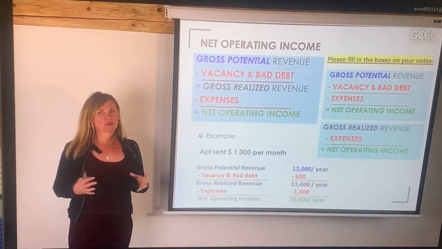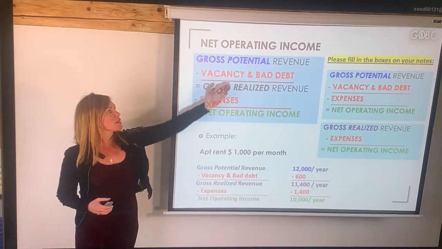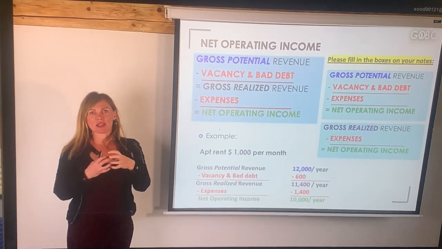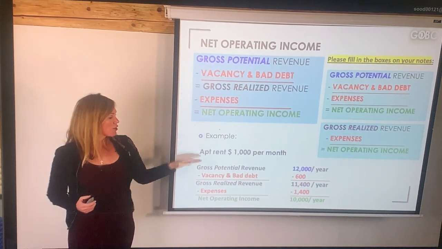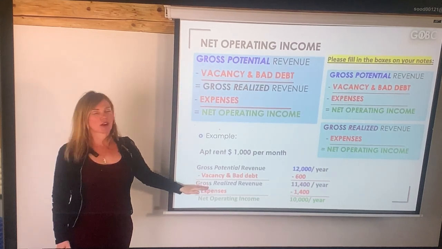So if they give you two numbers, sometimes you'll add them as one, okay? If I say vacancy of 10, bad debt is 1, then it's going to be 11%, right? So you will just add them together. But you will only minus it out of the potential revenue. And when you minus it out of potential revenue, that will take you to the gross realized revenue, right?